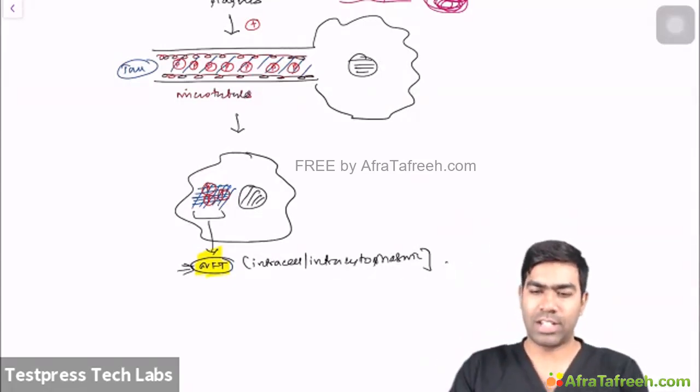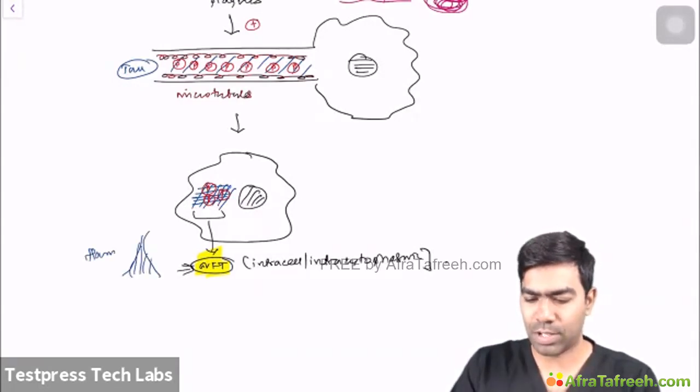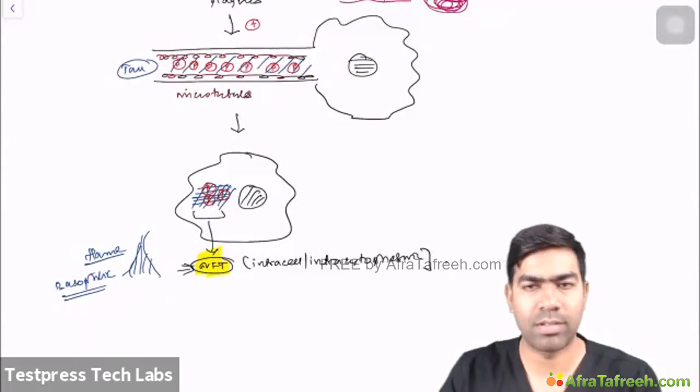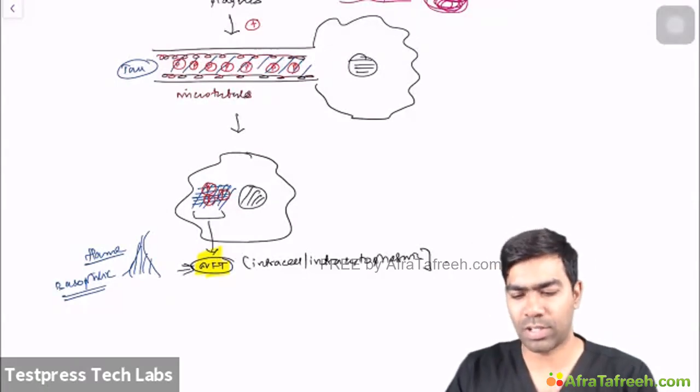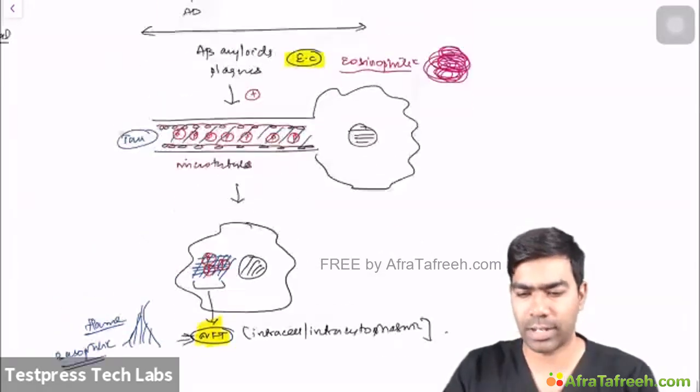Usually, if you ask the shape of the neurofibrillary tangles, they will be flame shaped most of the times. If you see the pathology textbooks, they'll be more flame shaped, more basophilic, and they'll be typically inside the neuron, intracellular, intracytoplasmic. So this is how your neurofibrillary tangles are going to look like.